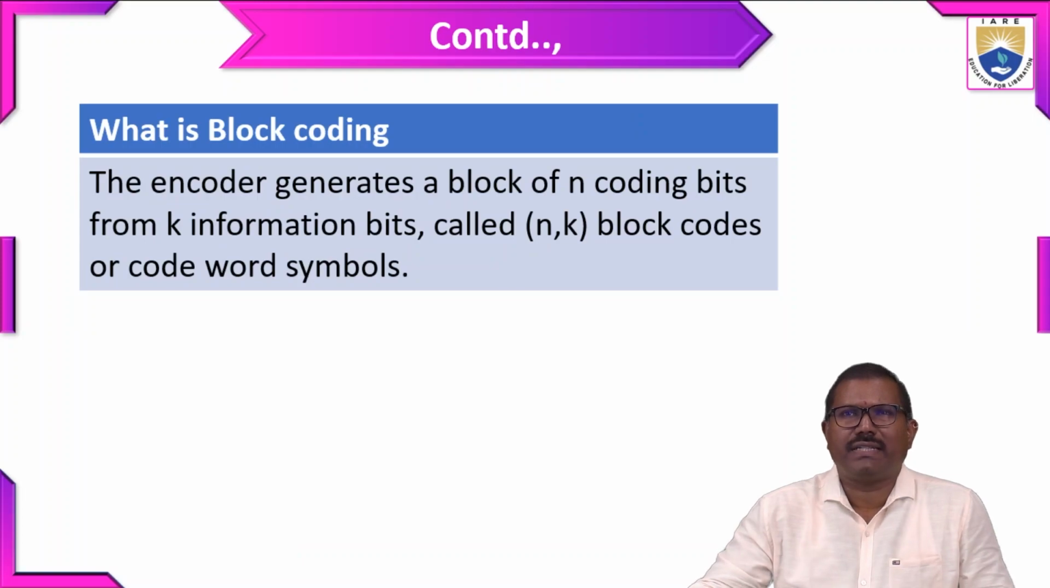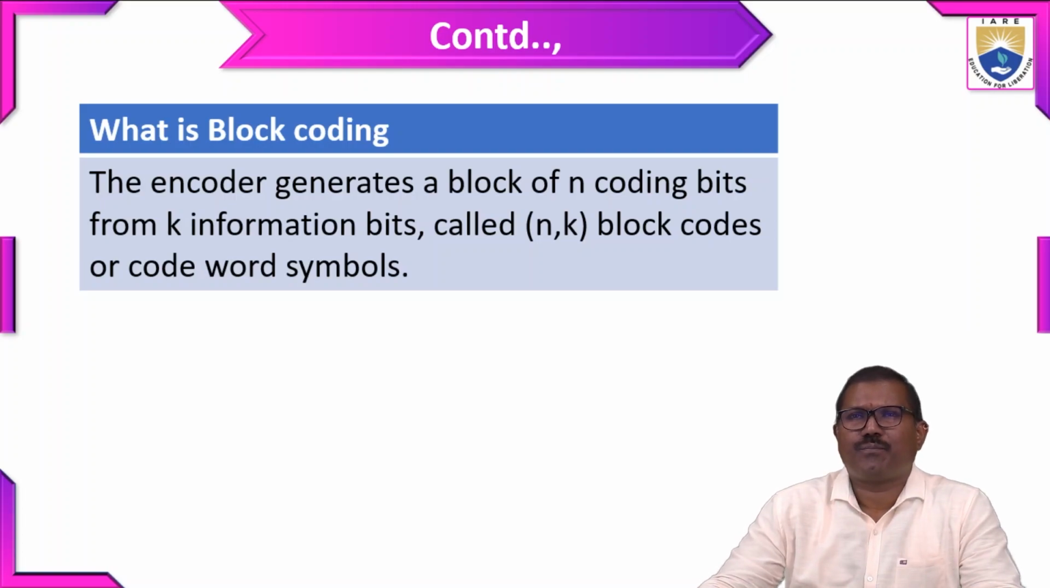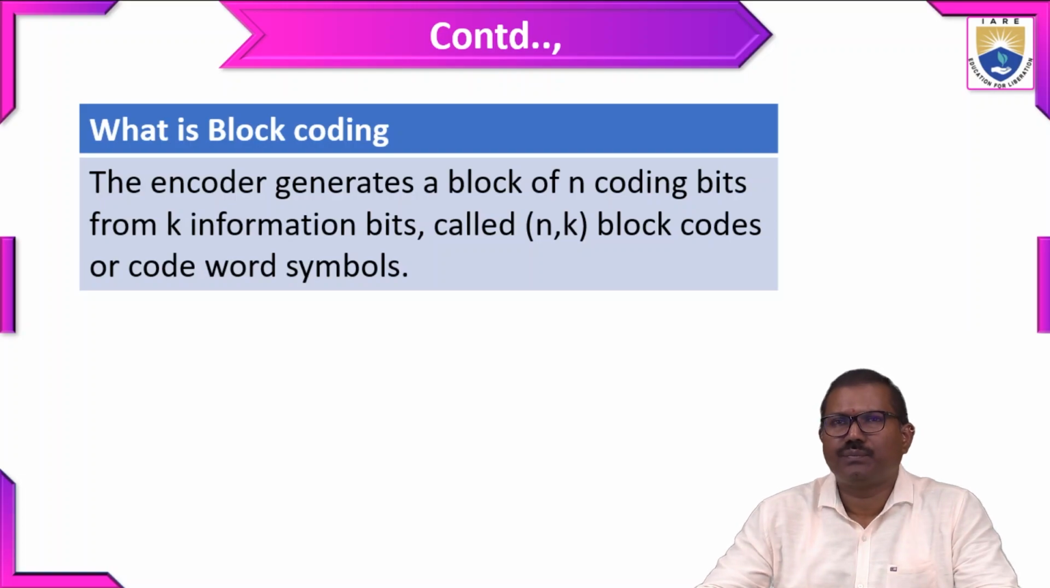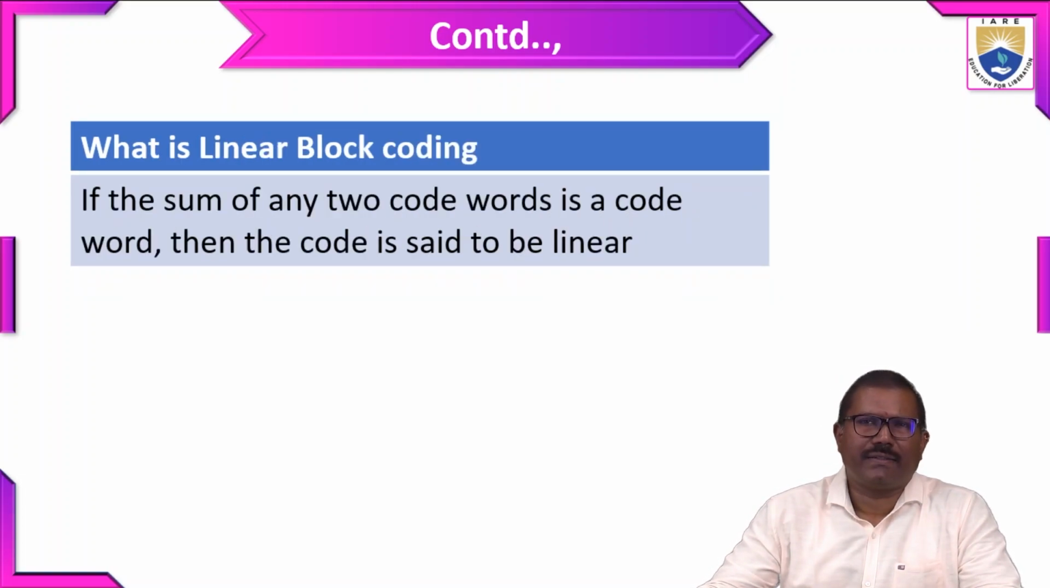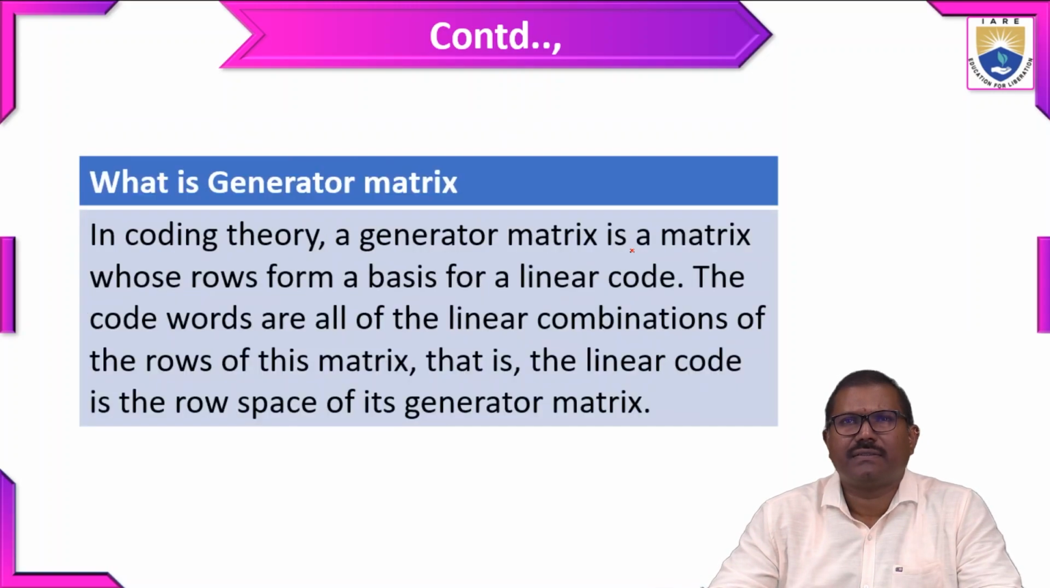What is block coding? The encoder generates a block of encoded bits from k information bits, called (n, k) block codes or code word symbols. Already shown: (n, k), where n is the length of the code. What is linear block coding? If the sum of any two code words is a code word, then the code is said to be linear. So it is called linear block coding.